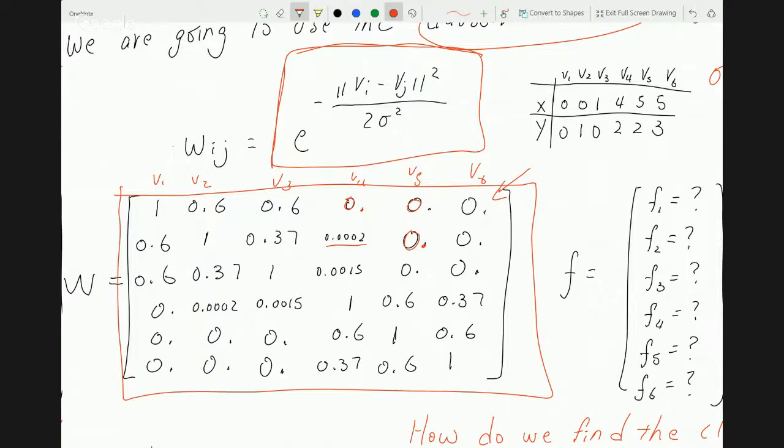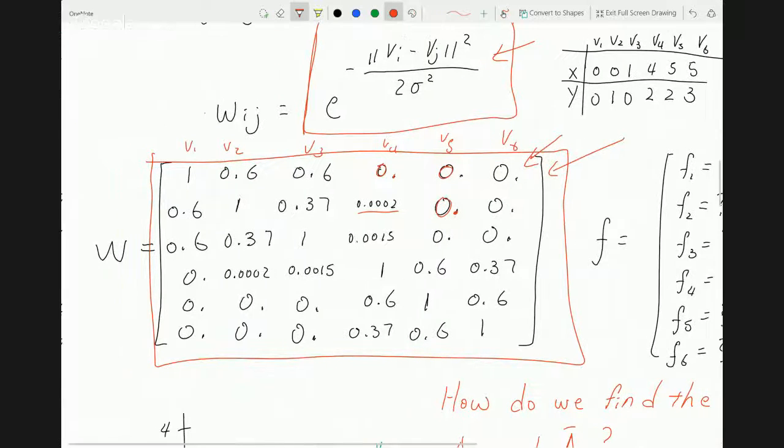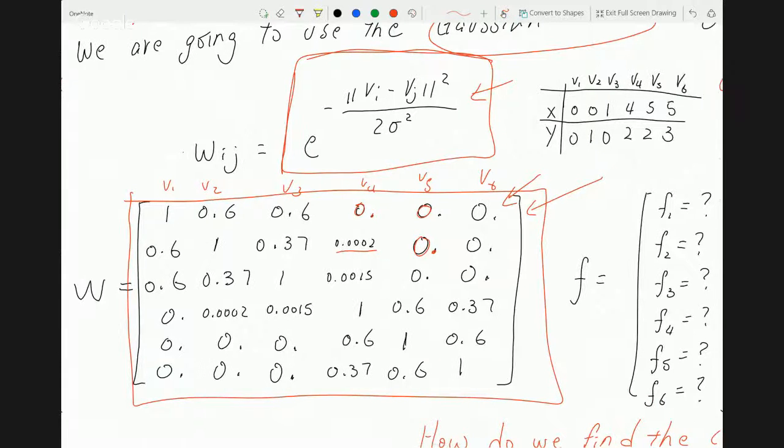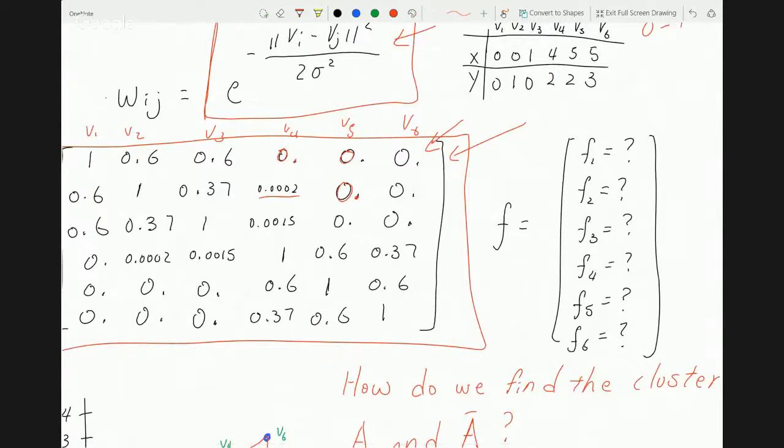Now, you should use this formula and see if you can get this matrix. You probably want to pause the video and do that. So hopefully you'll get the same values. I might have made a mistake, but I think this should be fine. Anyways, once we have calculated the adjacency matrix, we still don't know the solution.